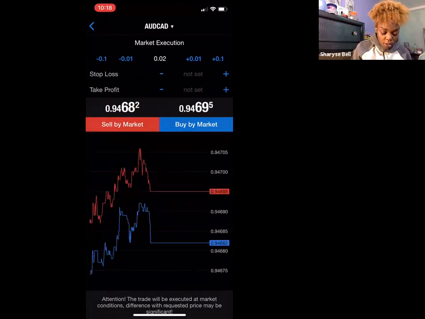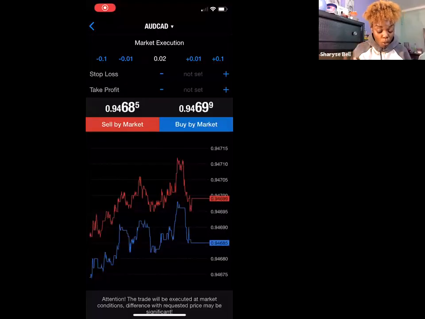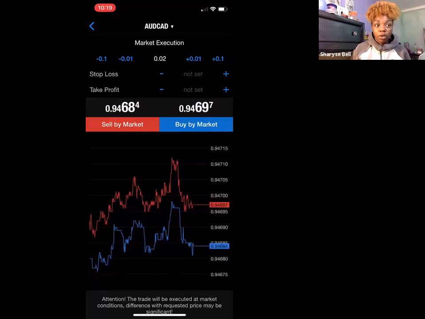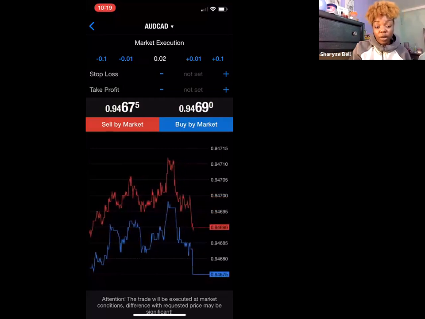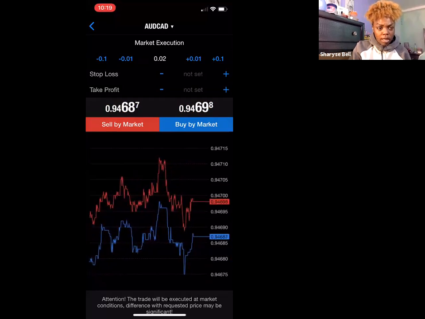Okay, cool. So now we also have underneath AUD CAD, we have something called market execution. All right, now market execution means just that. As you hit sell by market or buy by market, I'm so sorry, as you hit sell by market or buy by market, you are going to end up in the market at the moment you hit sell or buy. Okay, literally, the moment you hit it, boom, the trade is live for you. It is an open trade, it's an open position. All right.